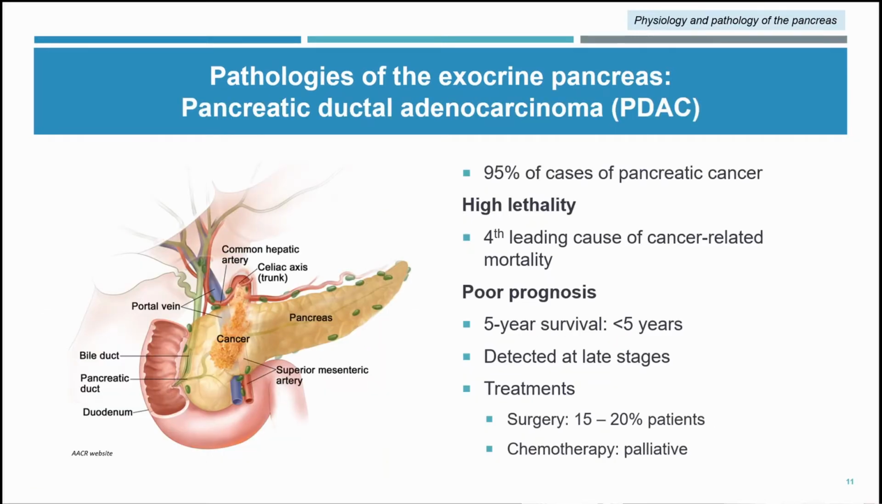Pancreatic ductal adenocarcinoma represents 95% of all cases of pancreatic cancer. It is a highly lethal cancer. It occupies the fourth leading cause of cancer-related mortality and is thought to become the second leading cause within the next decade. It has a really poor prognosis with a 5-year survival of less than 5%. Most of the time, it is detected at late stages. Its current treatments include surgery, but it is only applicable to 15 to 20% of the patients. Chemotherapy remains the only option for the rest of the patients.